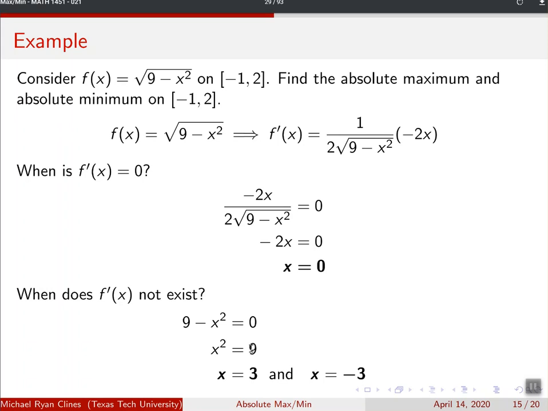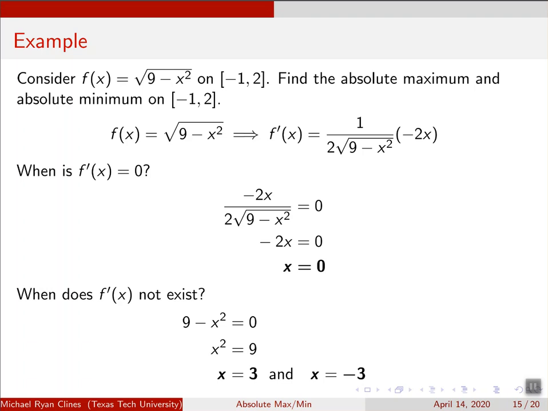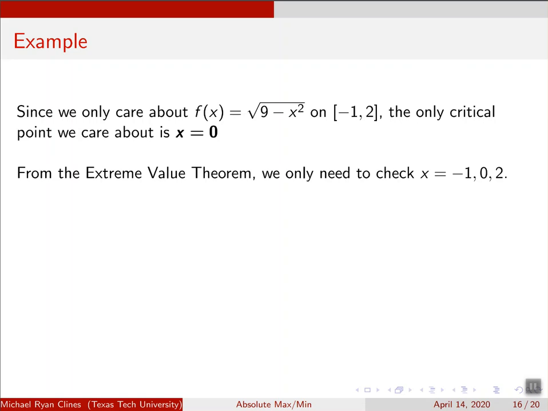So these critical points, 3 and -3, we don't care about them. They do not exist on our interval. So the only critical point we care about on this interval is x equal to 0. It's the only one we care about. And what the extreme value theorem tells us is, to find the absolute maximum and minimum, we only need to check -1, 0, and 2.